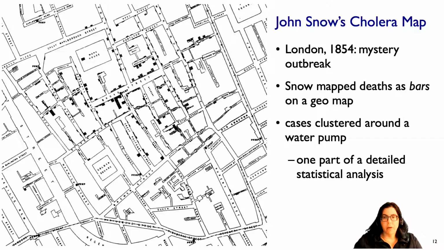What John Snow did is mapped deaths as bars on a geographic map. And what we can see here is that there were cases clustered around a water pump in the middle, and that this gave evidence to support the idea that there was something happening that was a spatial phenomenon. This is actually one part of a more detailed statistical analysis, but the point is you could see on the map something is happening that seems to have spatial characteristics.